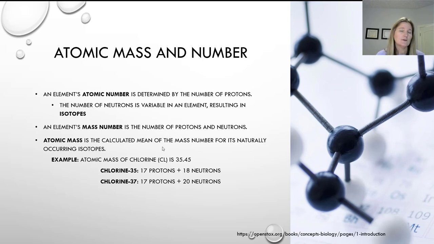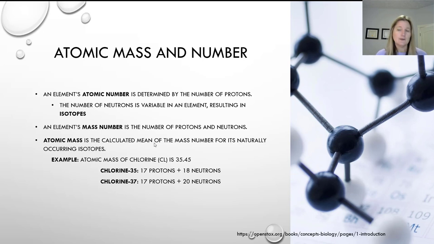And since there's a number of different isotopes of different elements, we can calculate kind of an average mass number, which we call the atomic mass. So the atomic mass is the mean or the average mass number for all of the naturally occurring isotopes of that particular element. So here's an example.